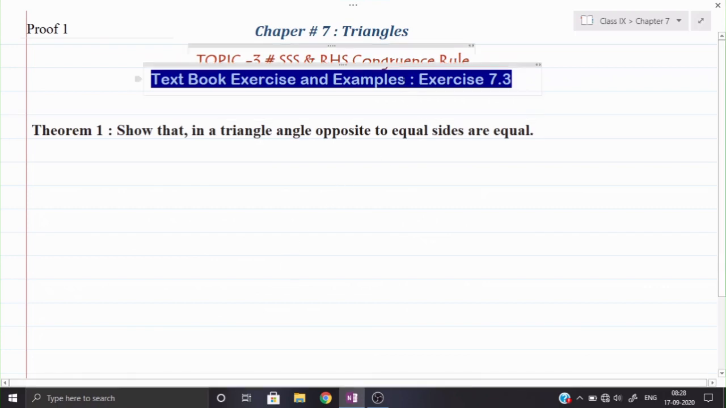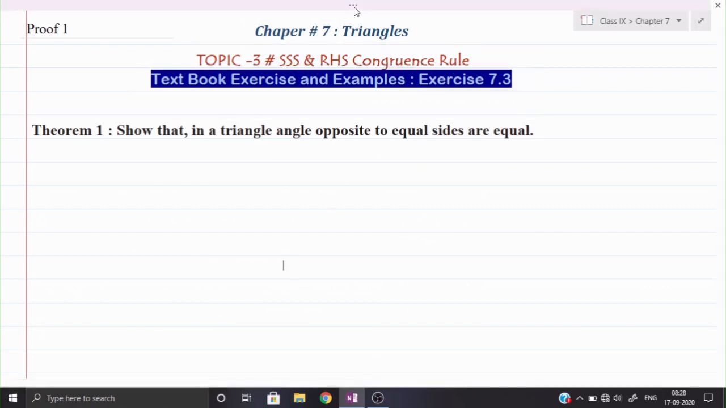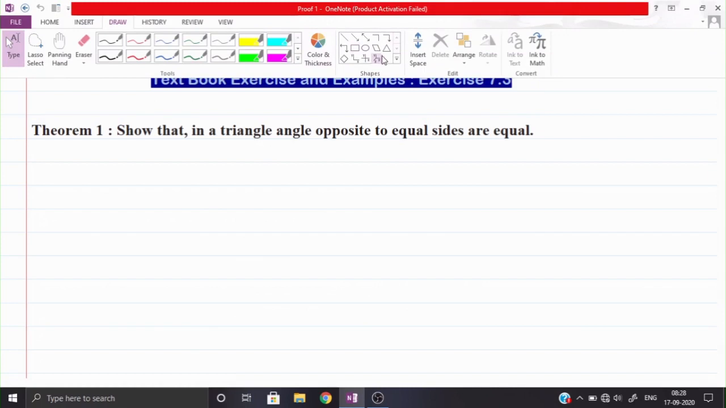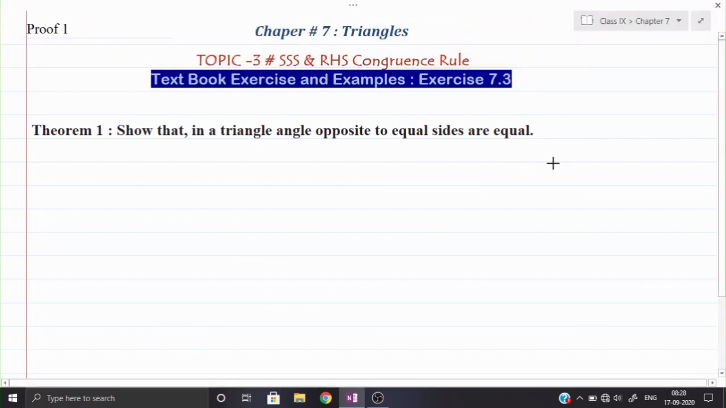So here the converse part we are not doing. We are doing the isosceles triangle theorem only, because that much only is given to prove. So first I will draw one triangle. In this triangle, simple, one triangle ABC is given. I can give the name also.